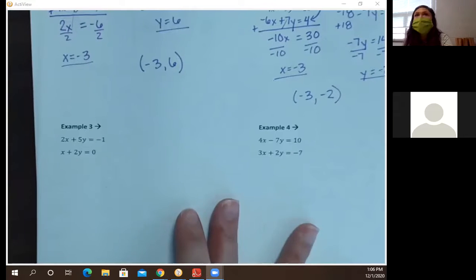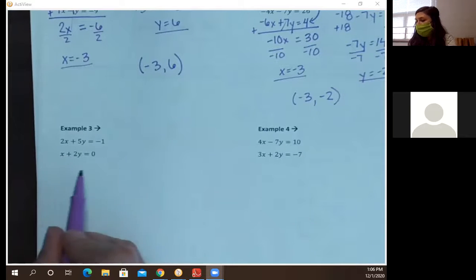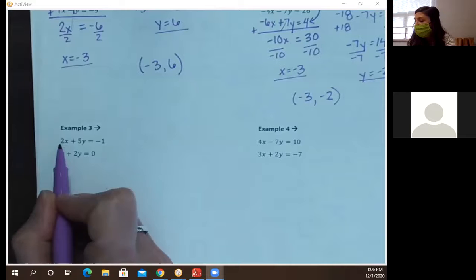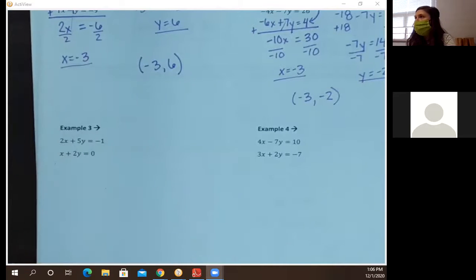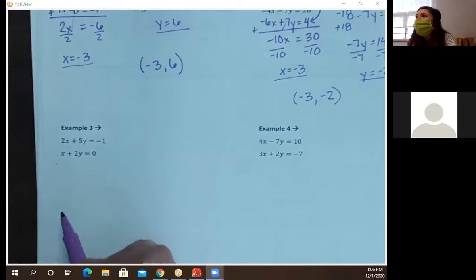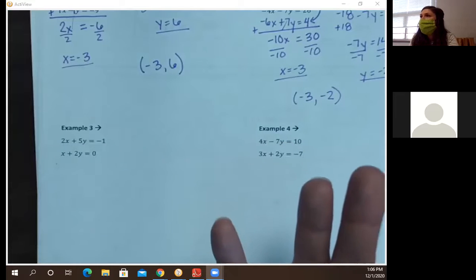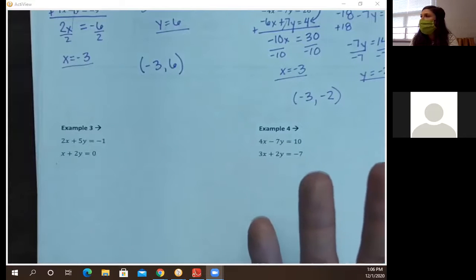Okay, example 3 isn't set up right now for me to jump straight to adding those equations together, right? I don't have the same coefficients. I've got 2 and 1, 5 and 2. But just like the other day when we were working on substitution, I said pick the option that's easiest. There is, in my opinion, an easier variable to eliminate here. I'm going to have to multiply one of these equations by something. What variable should I eliminate and what should I multiply by?